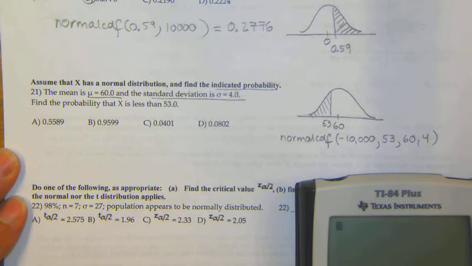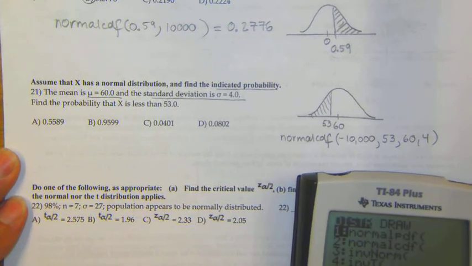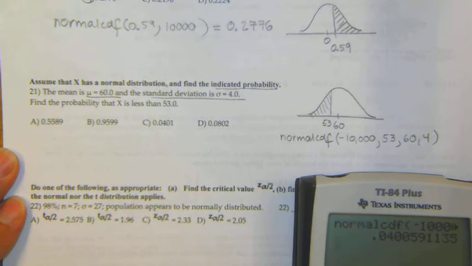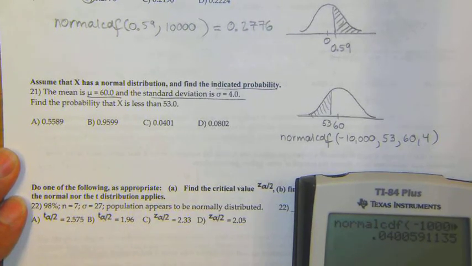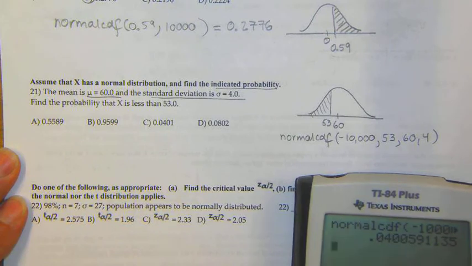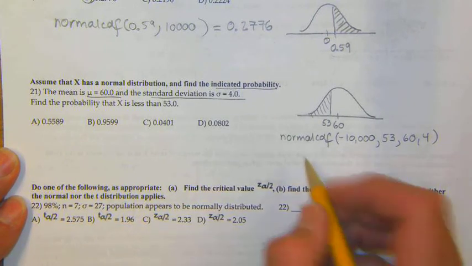So looking for the area over here, we're going to go second bars, normal CDF, starting with negative 10,000 and going up to 53, and then our mean is 60 and our standard deviation is 4, and that gives us a total area of 0.0401 if we round it to 4 decimals.